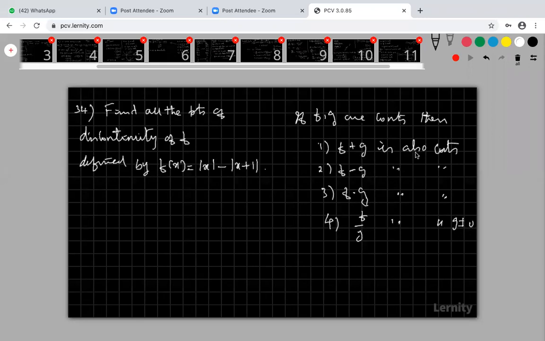Sum of two continuous functions is continuous, difference of two continuous functions is continuous, product of two continuous functions is continuous, division of two continuous functions is continuous. Use this logic. In the previous problem, I have used the composition of two functions. Here, the plus is there. Therefore, use this logic and prove that it is continuous or discontinuous. If discontinuous, at which point is this discontinuous? You prove that. Any idea? Please try to complete the problem.